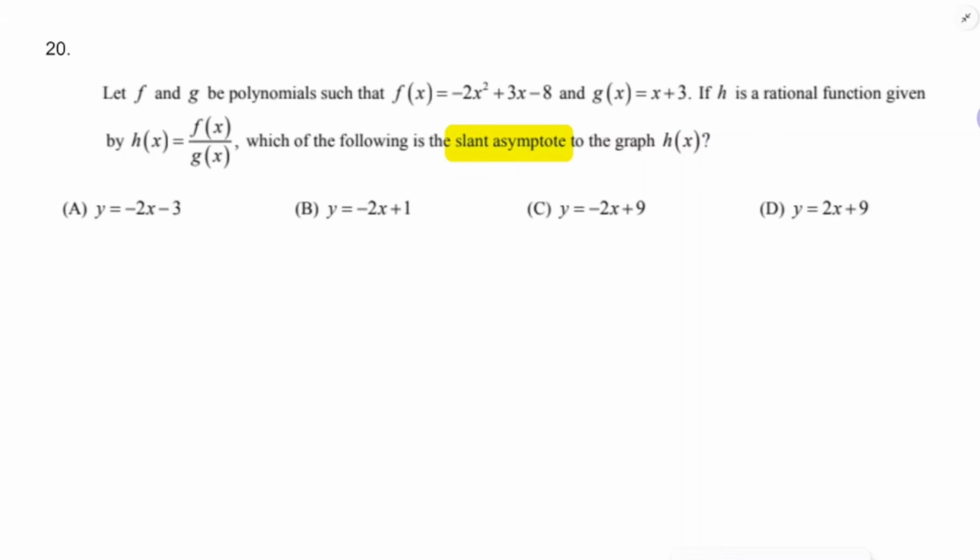What we can oftentimes do is take the leading terms and say, all right, negative 2x squared divided by x equals negative 2x, and a slanted asymptote is going to be parallel to that. Well, that doesn't really help us all that much. That only helps us eliminate answer choice D. If we want the actual equation, we have to do long division.